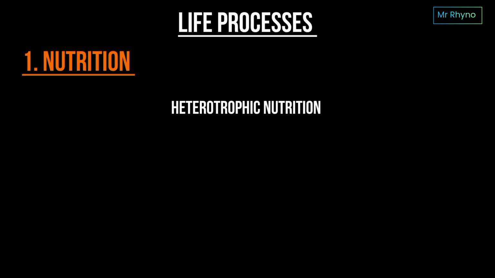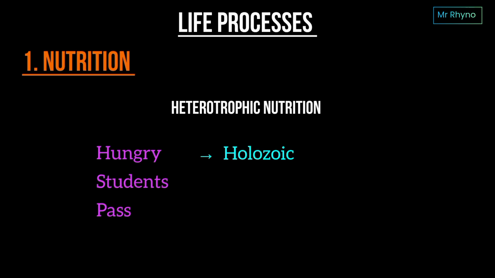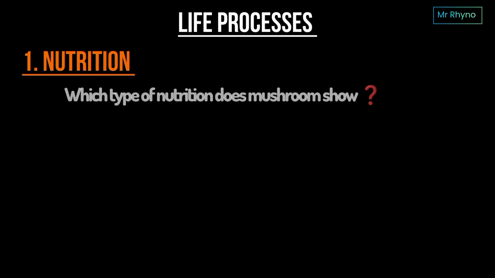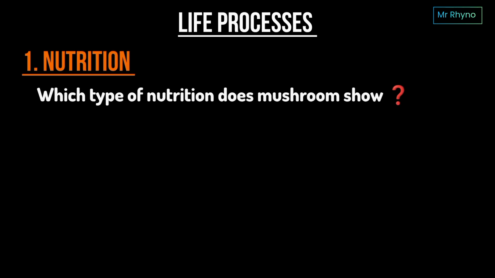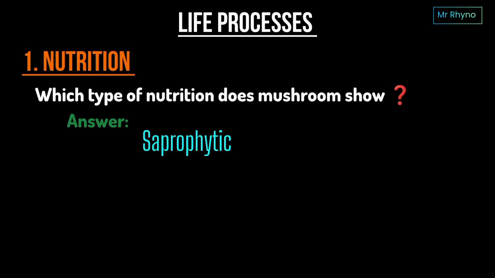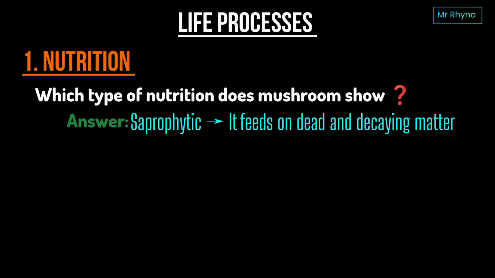Now here is a memory trick for the subtypes of heterotrophic nutrition. Just say, hungry students pass. H is holozoic, S is saprophytic, and P is parasitic. Now let us try answering this question. Which type of nutrition does mushroom show? What is the answer? The answer is saprophytic because it feeds on dead and decaying matter.